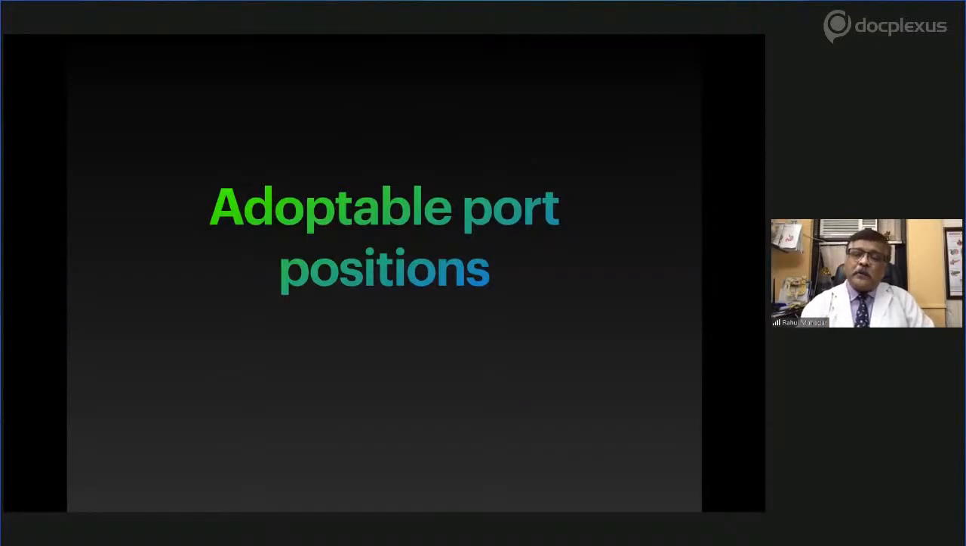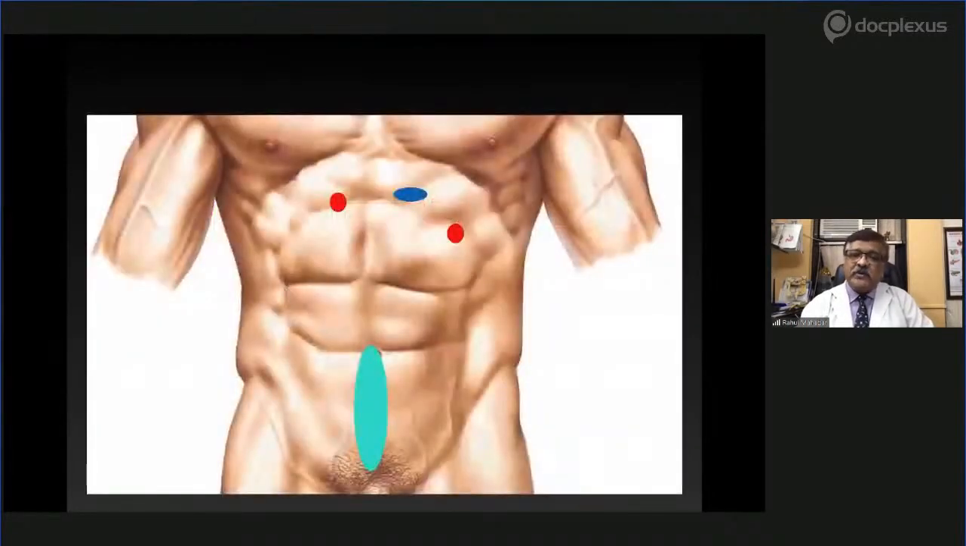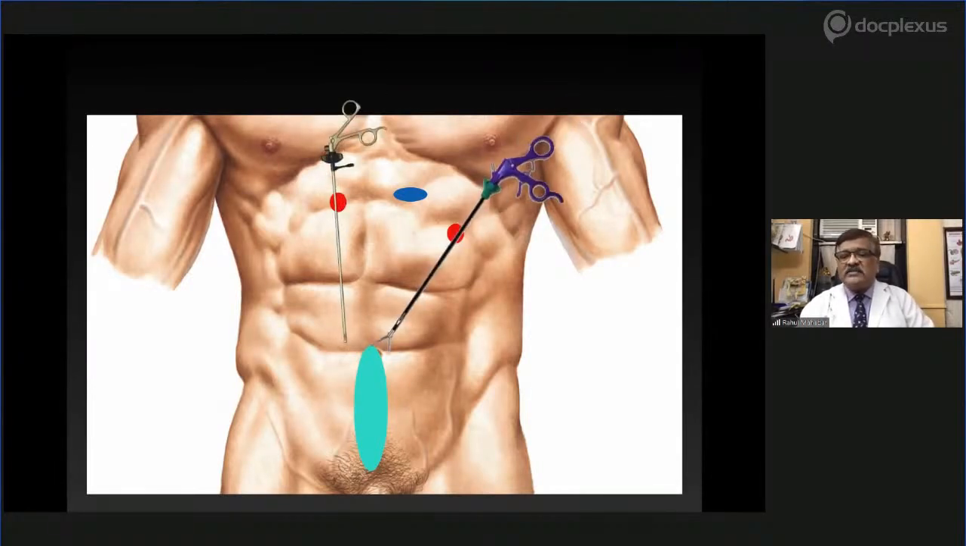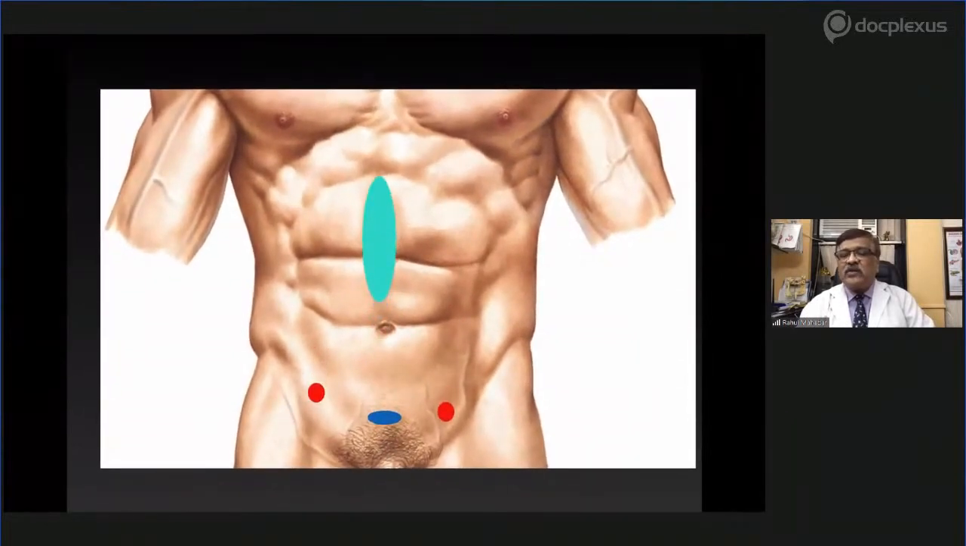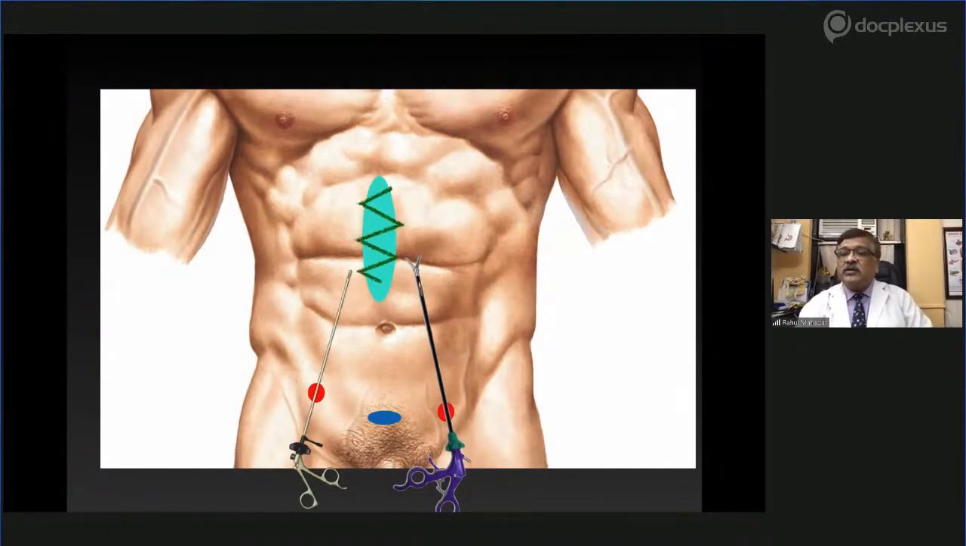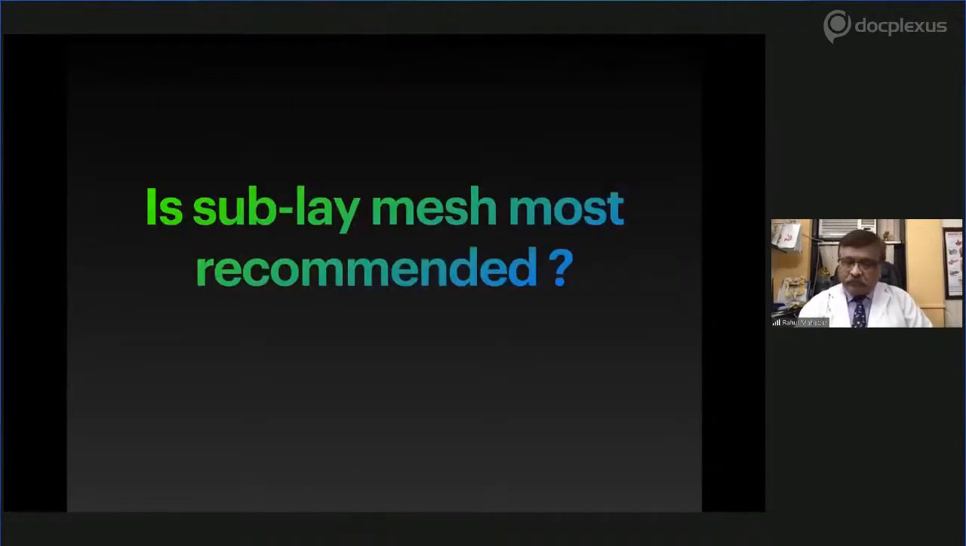Adaptable port positions are possible with E-TEP. For hernias of the umbilicus and infraumbilical region, you can take the working ports way above in the epigastrium like this, and then you can close the defect and dissect the particular space completely. Otherwise, for the supraumbilical as well as the epigastric hernias, the surgeon stands between the legs of the patient and can dissect in the retrorectus plane, and the defect is completely closed properly. And you can do a sublay mesh placement.